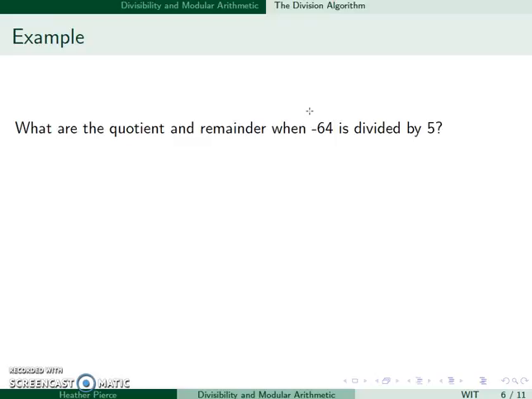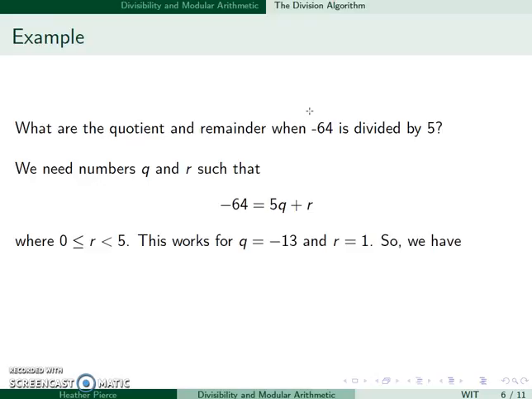What about negative 64 divided by 5? Well, my goal here is to find numbers q and r such that negative 64 is equal to 5q plus r, where r is greater than or equal to 0 and less than 5. This works when q is equal to negative 13 and r is equal to 1.